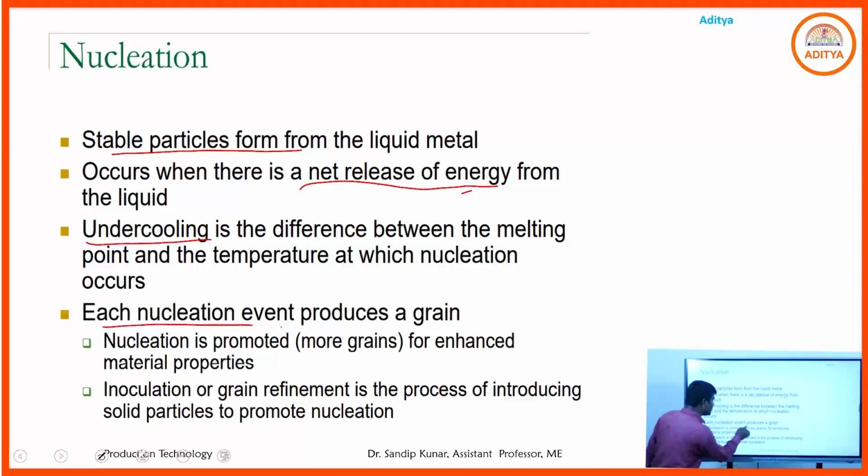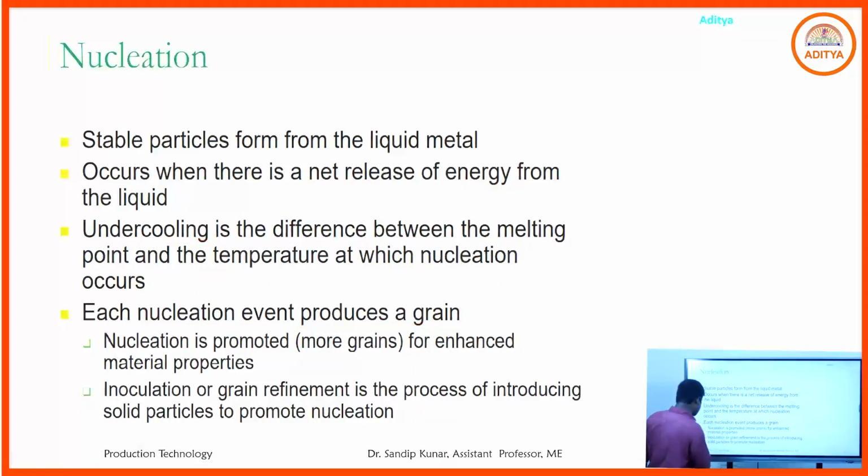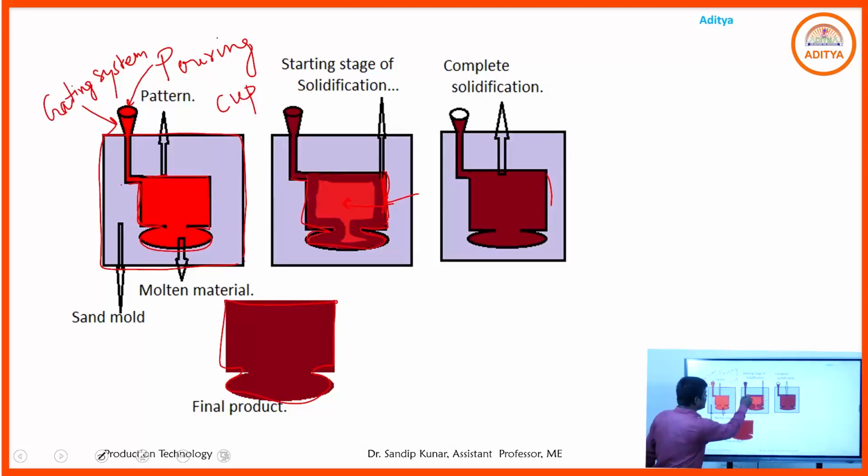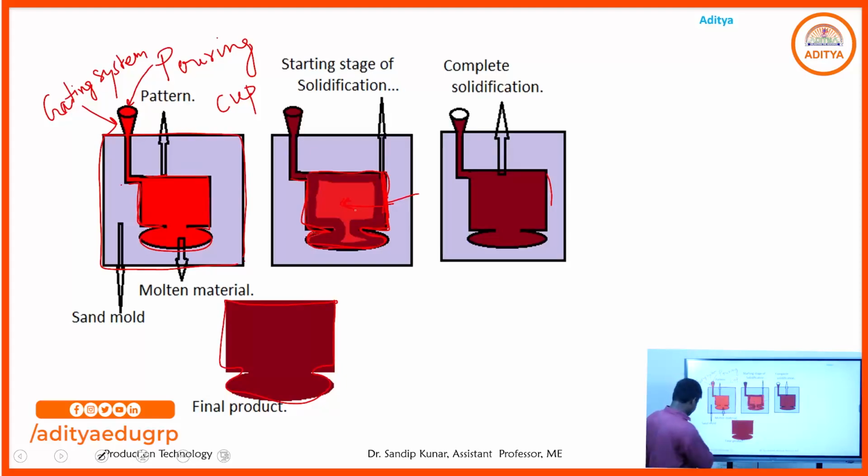Each nucleation event produces a grain. Means each nucleation starts the nucleation process from the surface towards the center. Means around every surface, it will take solidification around the whole surface. First throughout the mold surface it will take the solidification, and it will come towards the center.